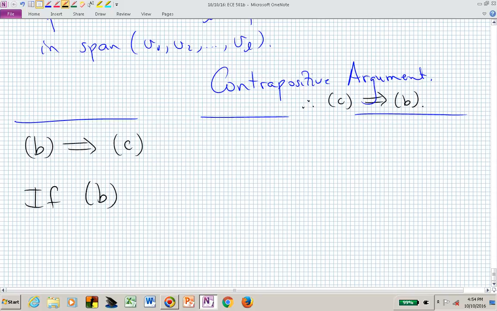Let's do this more directly. If B, and what is B? B contains this nested property of invariance. If B, then C is really, by definition, of invariance.